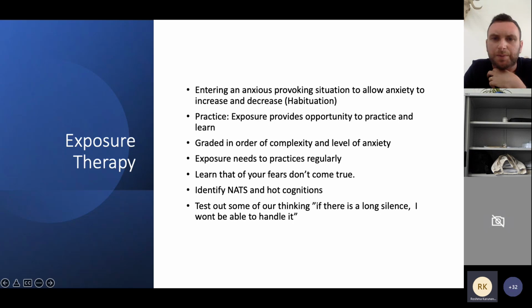Exposure therapy also helps people to learn that their fears don't come true. Okay, it's like talking to somebody about riding a horse, but never actually riding a horse. The person isn't going to get used to it unless they've actually gone out and done it for themselves.